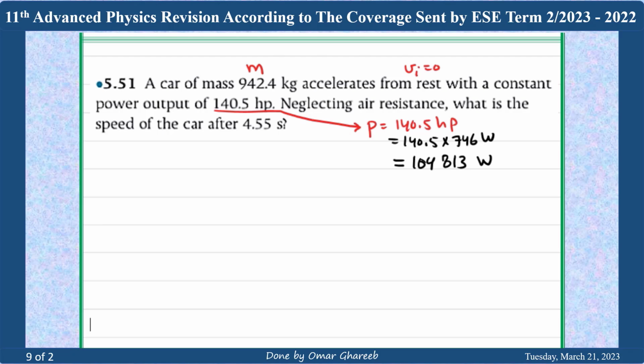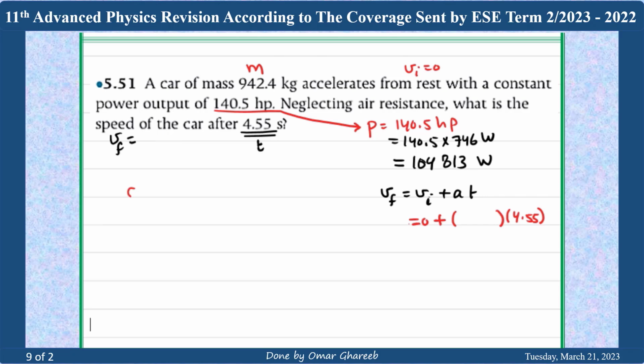Neglecting air resistance, what is the speed of the car after? What is the meaning of after? It is the time. And he needs the speed, V final. V initial, V final, T. Oh, they are related in this relation: V final equals V initial plus A times T. That's it. How much is V initial? It is 0. How much is the acceleration? I don't know. How much is the time? The time is 4.55. Okay, so our problem is to find the acceleration.